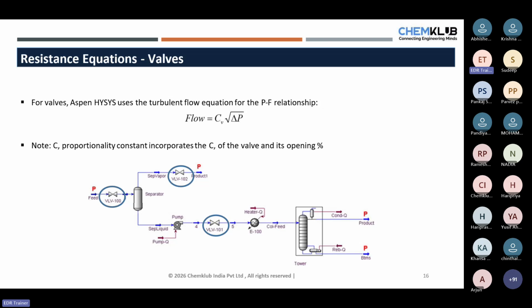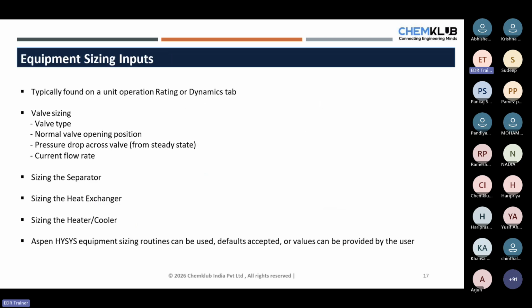So equipment sizing inputs, again, this is one more important thing. Typically the equipment sizing data is available under the rating tab, the dynamic tab, and the equipment sizing utilities. So we will go into more detail. In the rating tab, if you have observed any time, you can provide the size of that particular equipment itself. So that can add basically to the dynamic simulation.